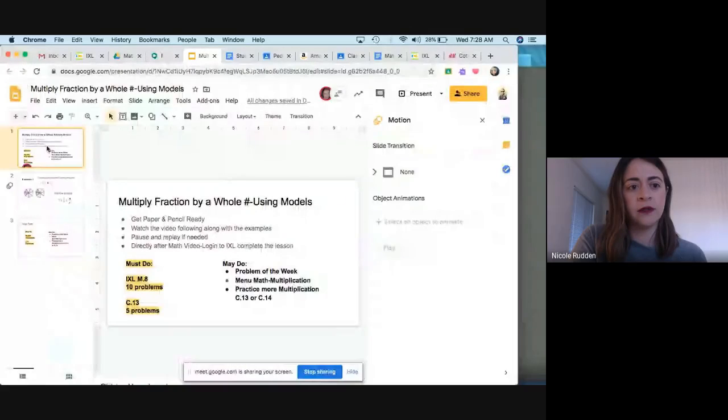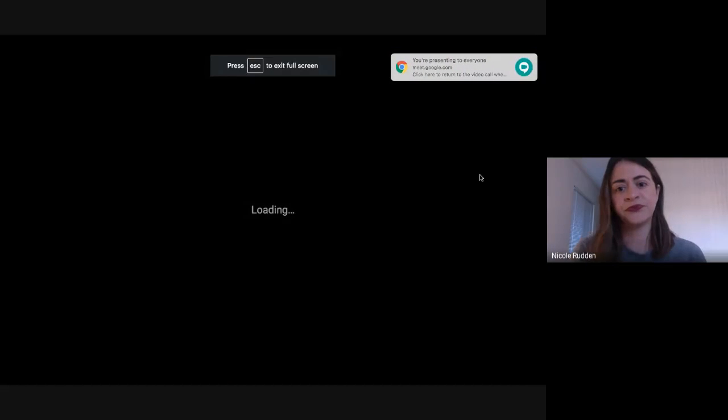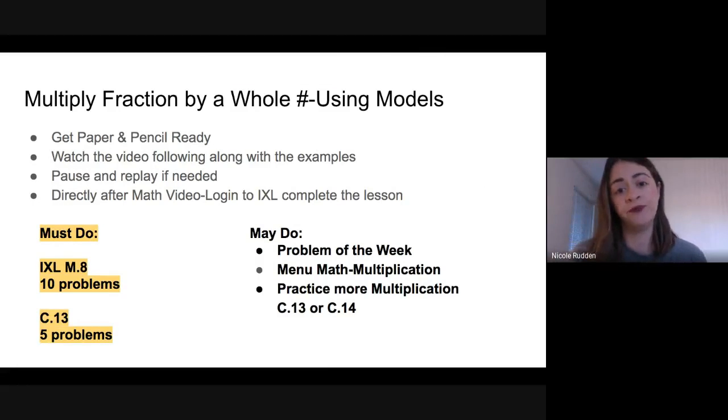We're gonna get started today with our lesson. So today what we're going to be doing is multiplying fractions by a whole number. Same thing that you did yesterday, but today you're going to be seeing some fraction models instead of arrays. What I want you to do, as always, is get some paper, get a pencil, watch the video and follow along with the examples, and then pause and replay if needed.